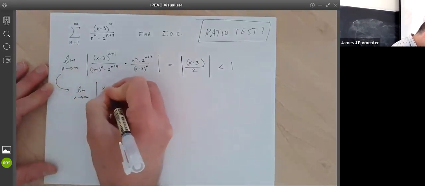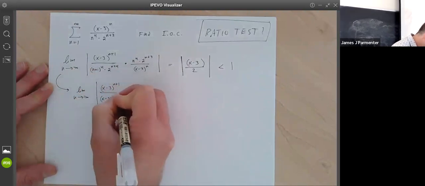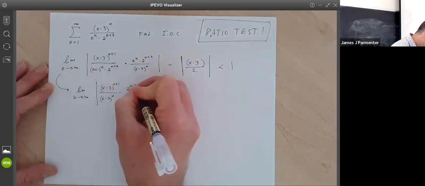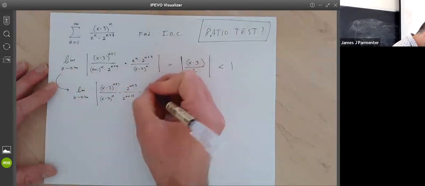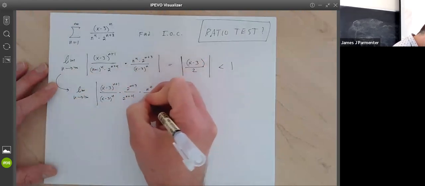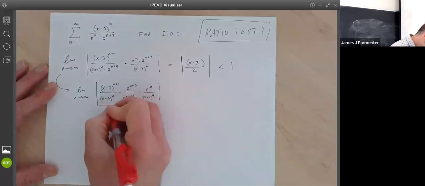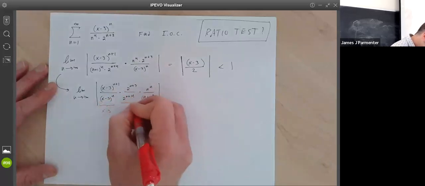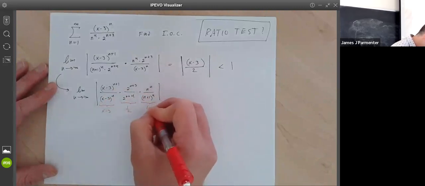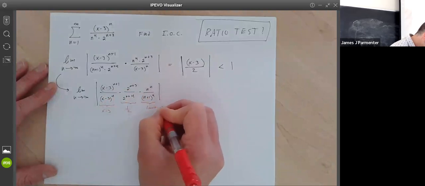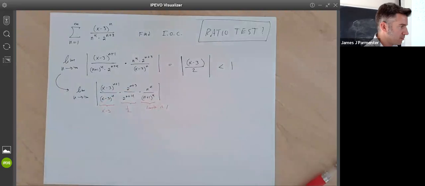Now, if you want to show an additional step, you could show the following. We have (x minus 3) to the n plus 1 over (x minus 3) to the n. We have 2 to the n plus 3 over 2 to the n plus 4. And we have n to the 4th over (n plus 1) to the 4th. This becomes your x minus 3. This becomes your 1/2. This has a limit of 1. So I really should point out that's not equal to 1, but it goes to 1 as n goes to infinity.